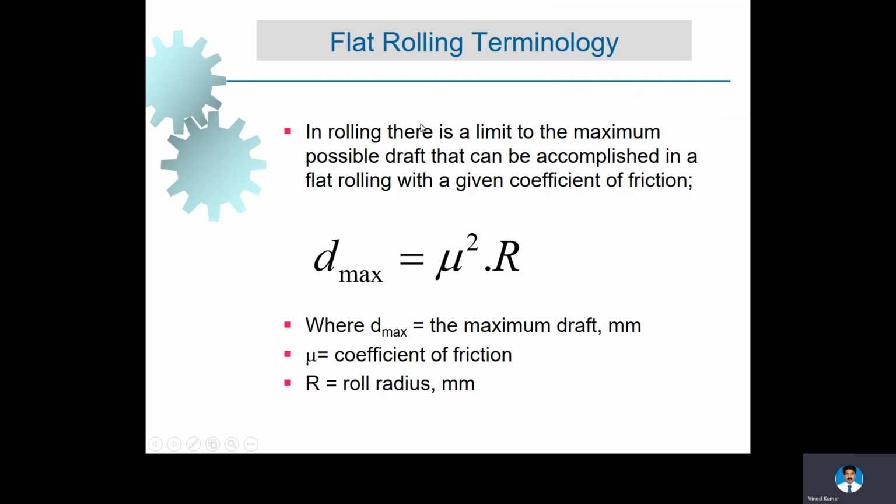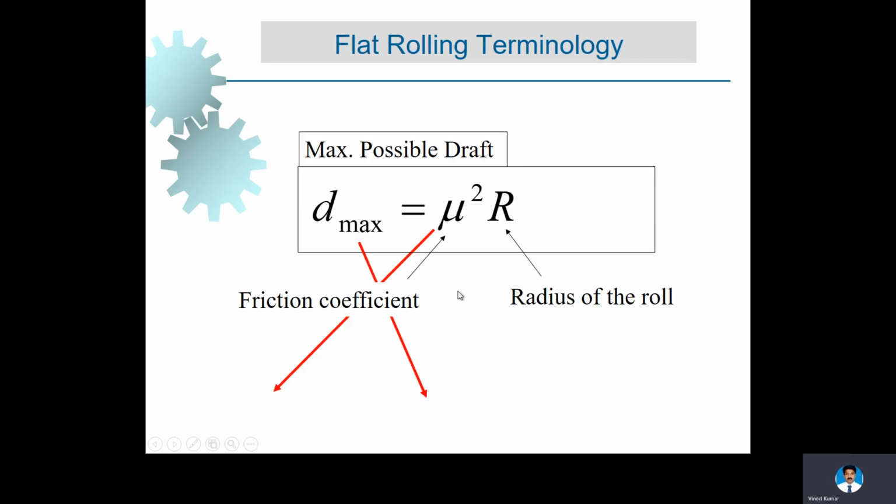In flat rolling, we can also calculate the maximum draft. In rolling, there is a limit. How much can we reduce? Can we reduce to any amount? How much draft can we produce? Say we want to reduce from 100 mm to 10 mm. How much thickness can we reduce by rolling? The maximum reduction by the rolling process, D max, the maximum draft, is mu square times R. Mu is the coefficient of friction and R is the radius of the roll.